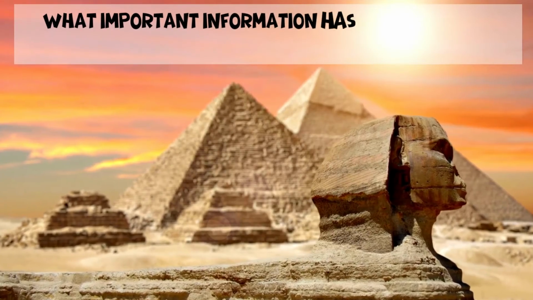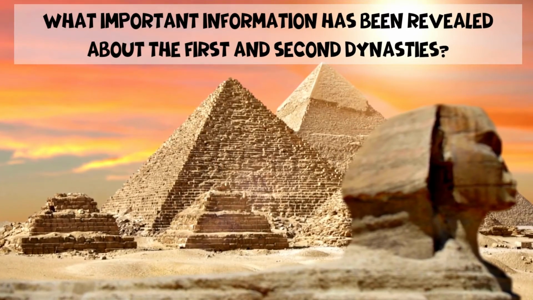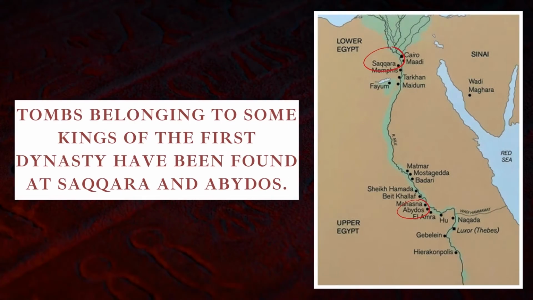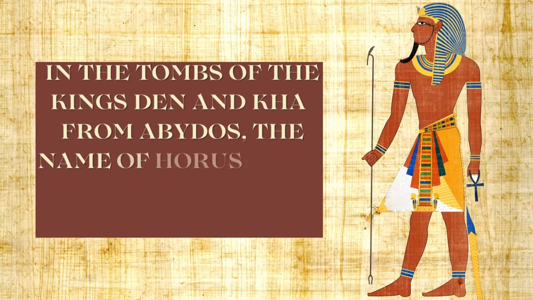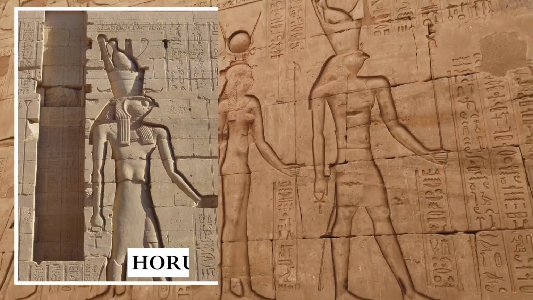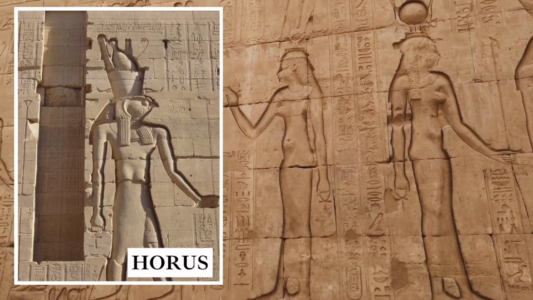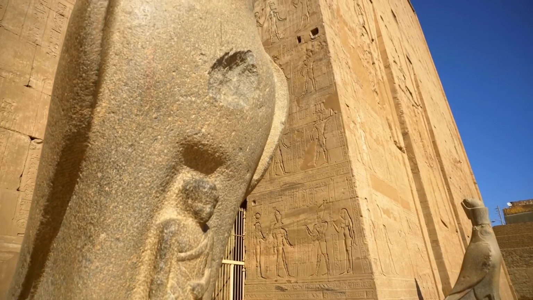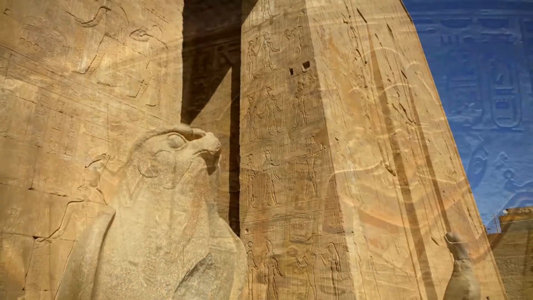What important information has been revealed about the First and Second Dynasties? Tombs belonging to some kings of the First Dynasty have been found at Saqqara and Abydos. In the tombs of the Kings Den and Ka from Abydos, the name of Horus was added before the king's name. Horus became a powerful god in Egypt in later times. It shows that the attribution of divinity to royalty took place in the early dynastic period itself.